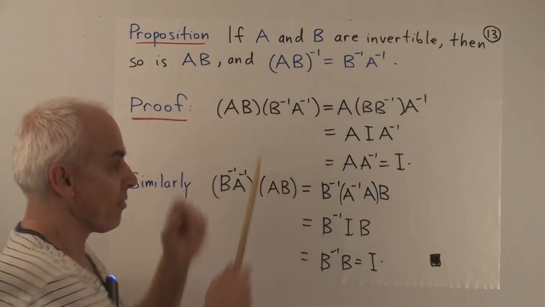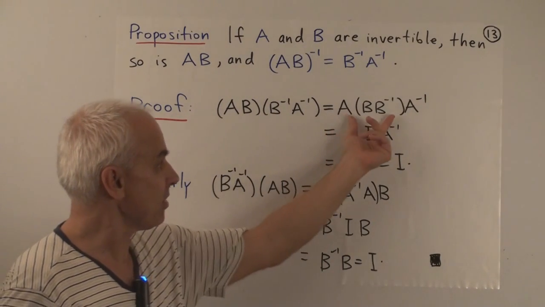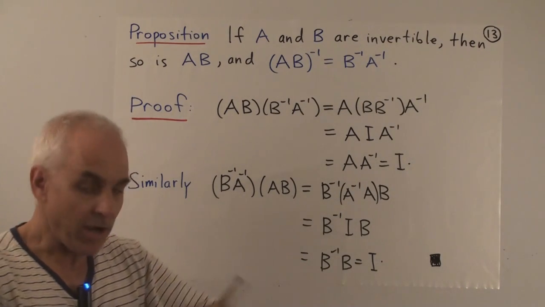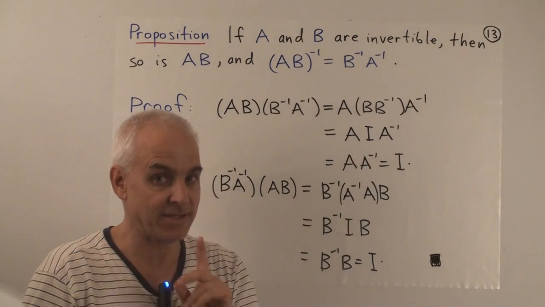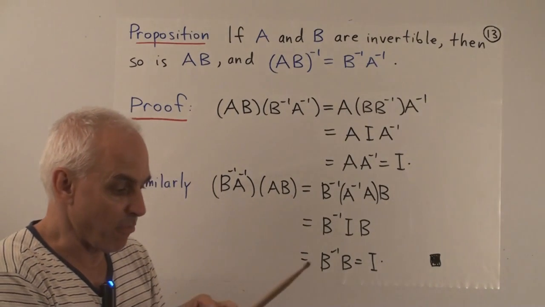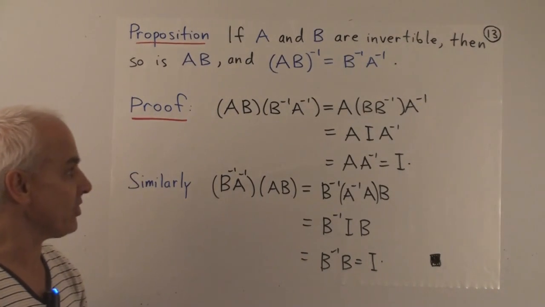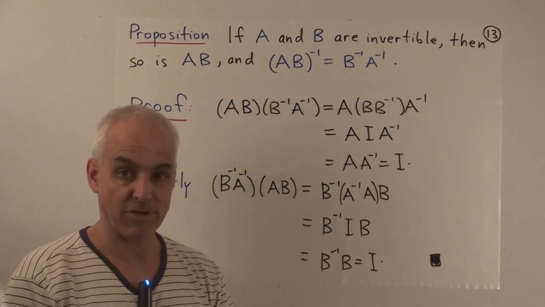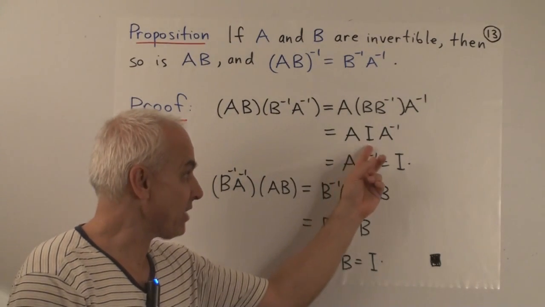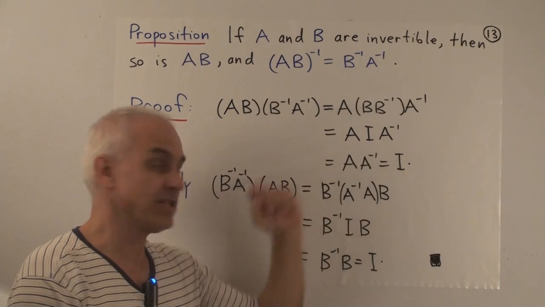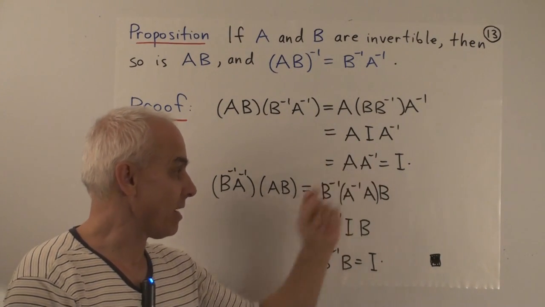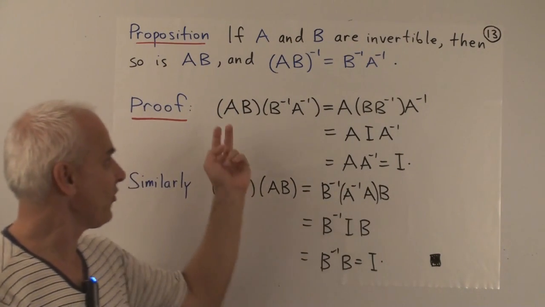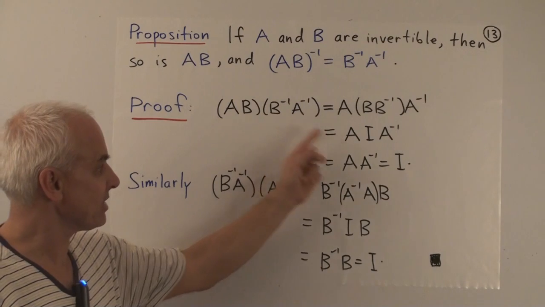Or to put it another way, we can bracket in a different way. We can combine the B and the B inverse inside here first. We're not allowed to change the order of the matrices because that changes things. But the order of the bracketing that we do, we are allowed to change. If we multiply B times B inverse, then we get the identity matrix. And then the identity matrix times either one of these is just itself. So we just get A times A inverse. And that also is the identity matrix. So we see that this AB times this matrix is the identity.